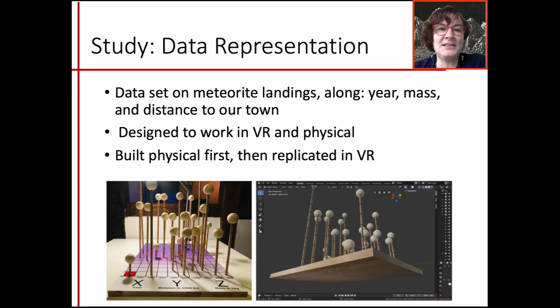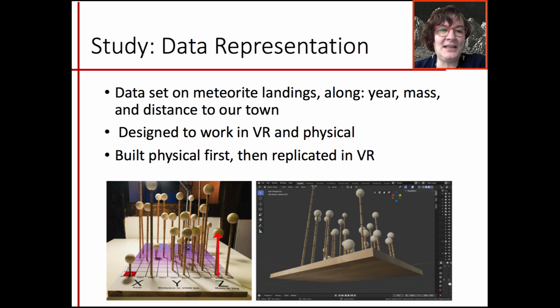We chose a data set on meteorite landings. So this had 129 objects. We represented the data in terms of the year of the landing, the mass of the meteorite, and because we thought this would be the most interesting to our participants, how far did the meteorite come down away from them, so distance to our town, with the year along the x-axis and the distance on the y-axis.